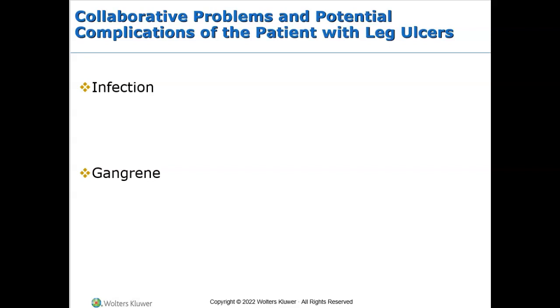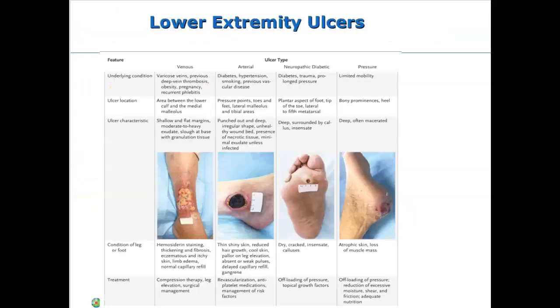This has 2 talking points here. I feel like that's self-explanatory. Know your signs and symptoms of infection and what you're looking for. Gangrene is severe infection, and it's not going to heal because of the lack of blood flow. The tissue is dying. It's turning black. It's probably going to end up with an amputation.